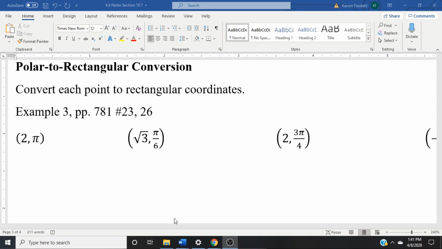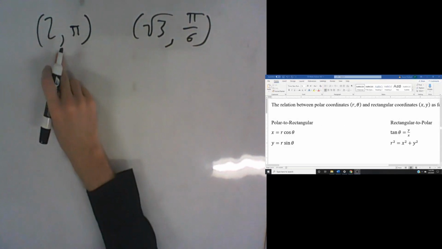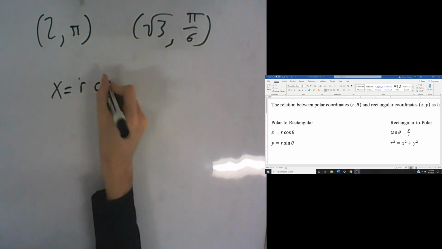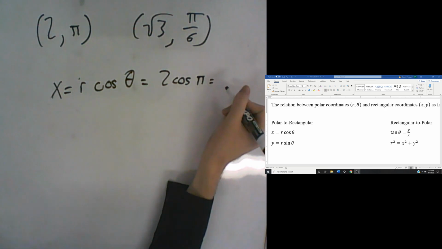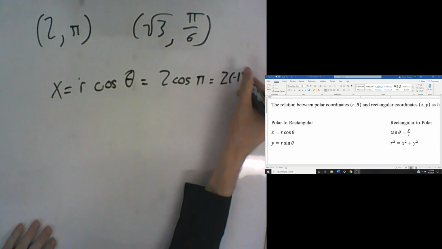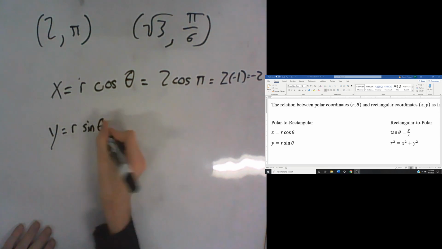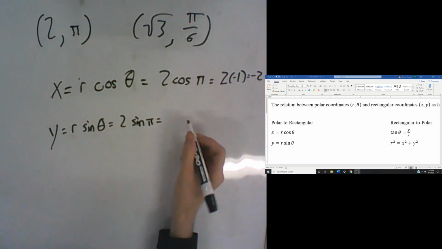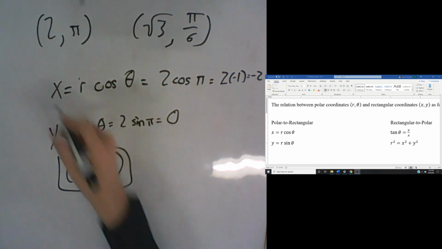And root 3, pi over 6. Okay, so our conversion. First, 2 comma pi over 2 comma pi. So x is going to equal r cosine theta, which will equal 2 cosine pi. What's cosine of pi? -1. So this would become 2 times -1, which is -2. Y would equal r sine of theta, which equals 2 sine of pi. Sine of pi is 0, so this is just 0. So our point is -2 comma 0. That's for this one.